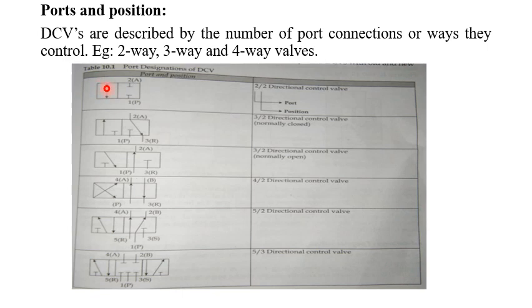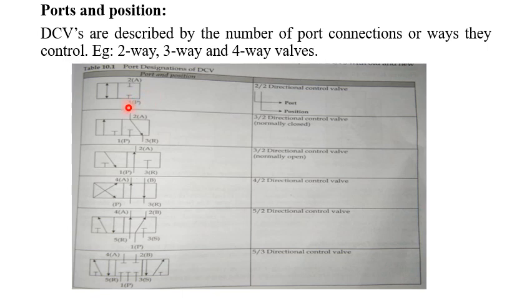So first we say the number of ports, two ports, and then how many positions. The first square is one position, the second square is the second position. We call this one 2 by 2, two ports and two positions, a two-port, two-position direction control valve, right? See here, in the first position these two are interconnected, in the second position these two are disconnected or blocked. The fluid will not be allowed to flow in any direction.